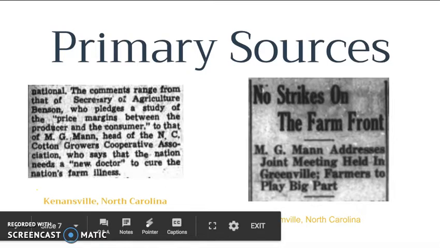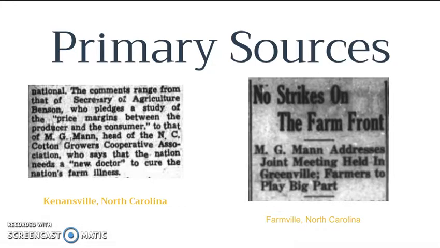Lastly, my primary sources are newspaper articles. One is from 1942 on the right, and the left is from 1953. The one on the left is commenting on what was mentioned in the book by Pete Daniels. This is a primary source that proves he was able to draw a large crowd in his beliefs. The newspaper article on the right is M.G. Mann speaking about how farmers should not strike on the home front during the war, because they are the ones who run the war. He believes without farmers, the United States could not fight in the war because the soldiers would not have enough clothes or food to even fight.